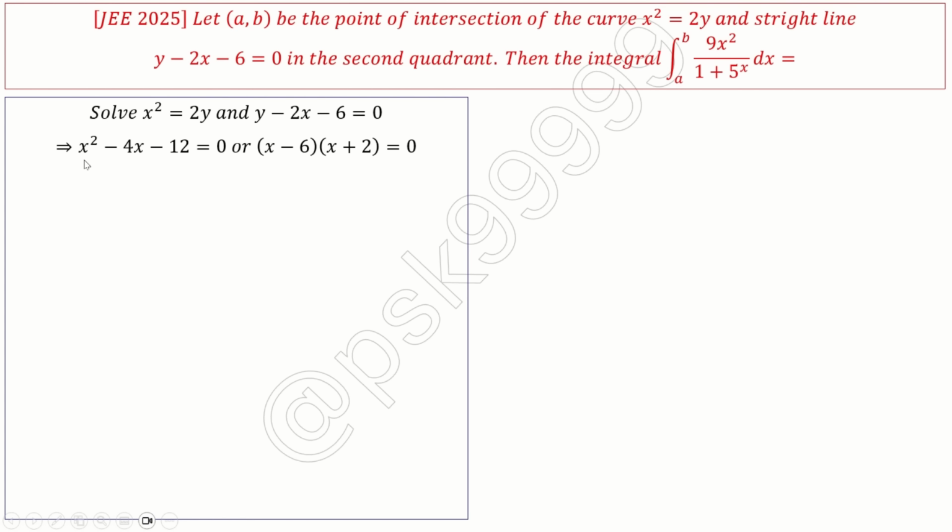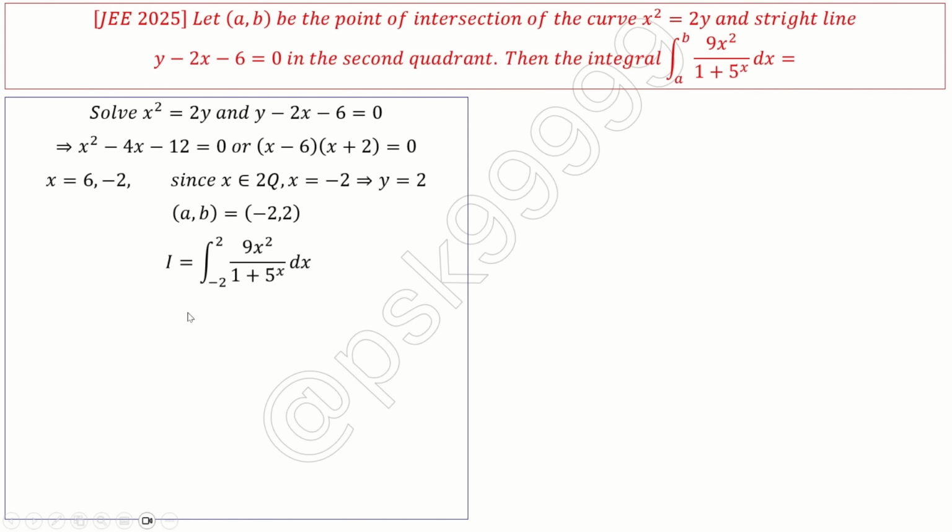So which means x square minus 4x minus 12 equal to 0, or x minus 6 into x plus 2 equal to 0 if I factorize the quadratic equation. If you solve, x equal to 6, minus 2, and since x belongs to the second quadrant, I should take only x equal to minus 2, which means y is 2. So my (a, b) is nothing but (minus 2, 2), right?